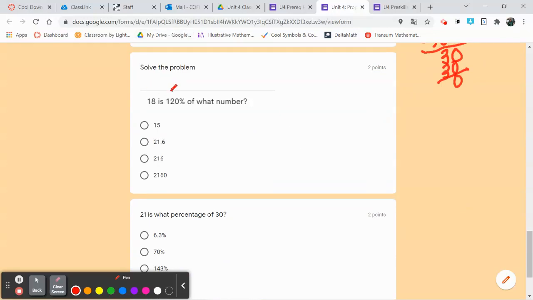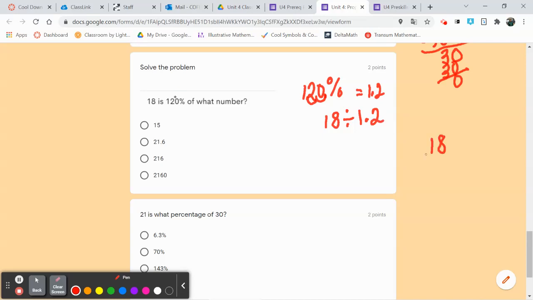18 is 120% of what number? Again, we've got the "of," but behind it we've got "what number." So that means we do the opposite of multiply, which is divide by our percent in decimal form. So first thing I need to do is make 120% a decimal. The decimal is right there behind the number. 1, 2. I get 1.2. So it's going to be 18 divided by 1.2.